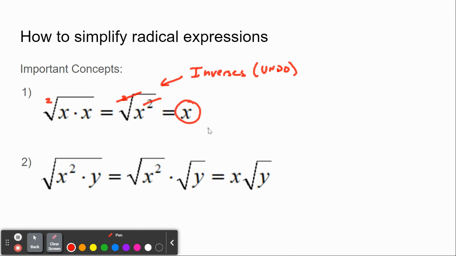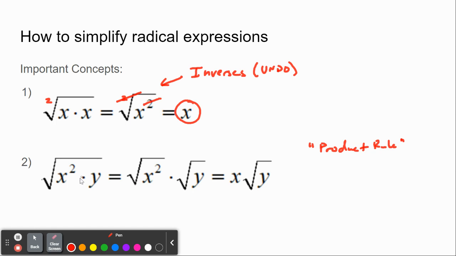Now, you don't always get rid of the thing inside the radical. It's called the radicand. So in our second example here, notice we have the square root of x squared times y. Well, what we can do is break this apart into two separate square roots. So we can do the square root of x squared times the square root of y. This is called the product rule.